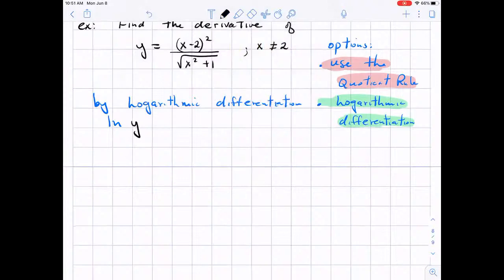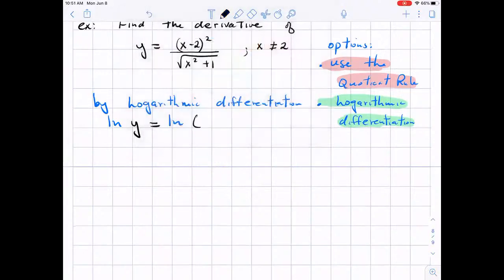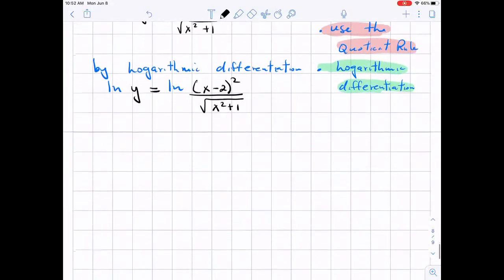So ln of y equals the ln of (x minus 2) squared over the square root of x squared plus 1. The reason I'm doing this is because we know that ln of a quotient, or any division, really implies subtraction. So this can be simplified.